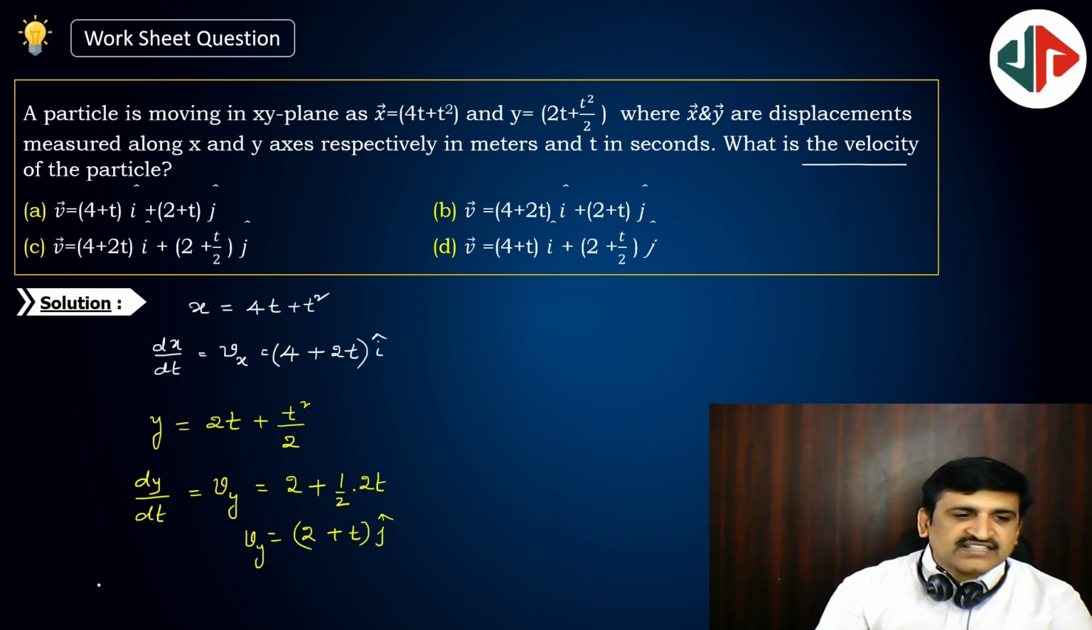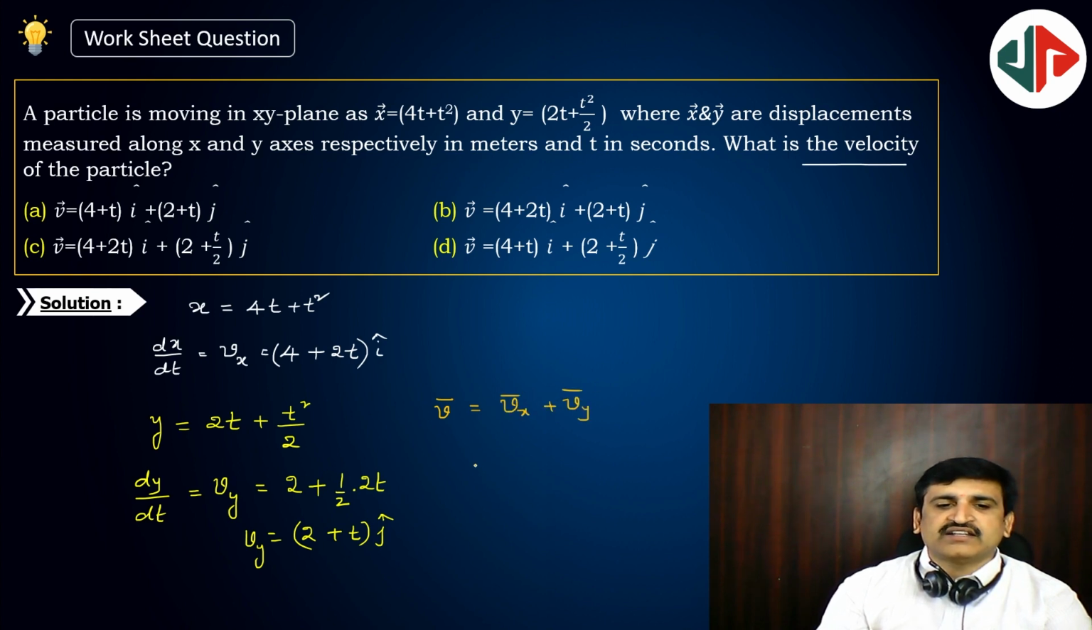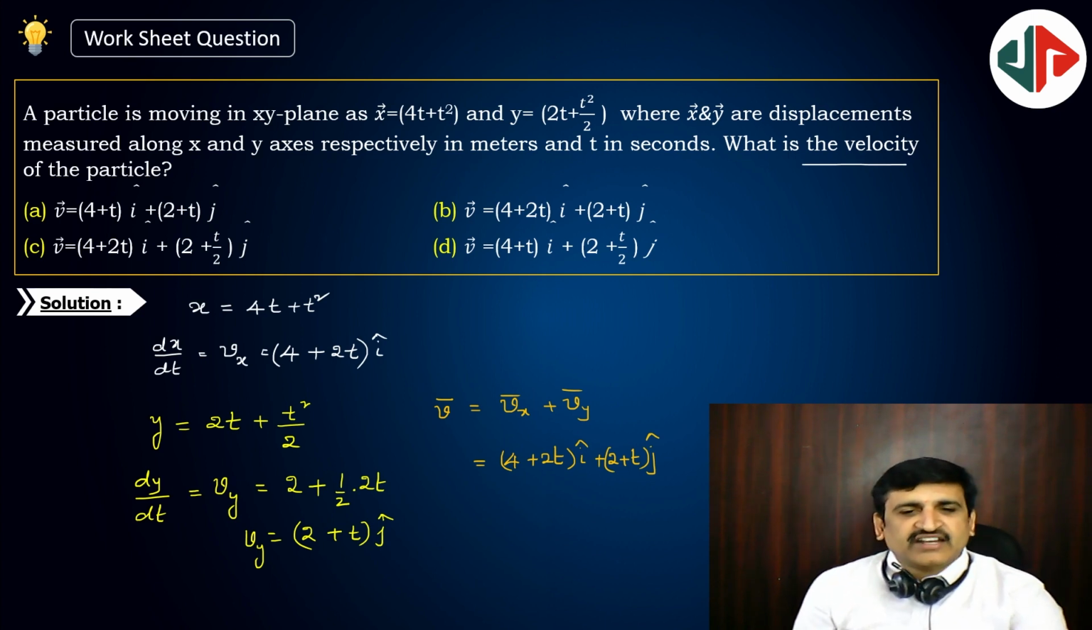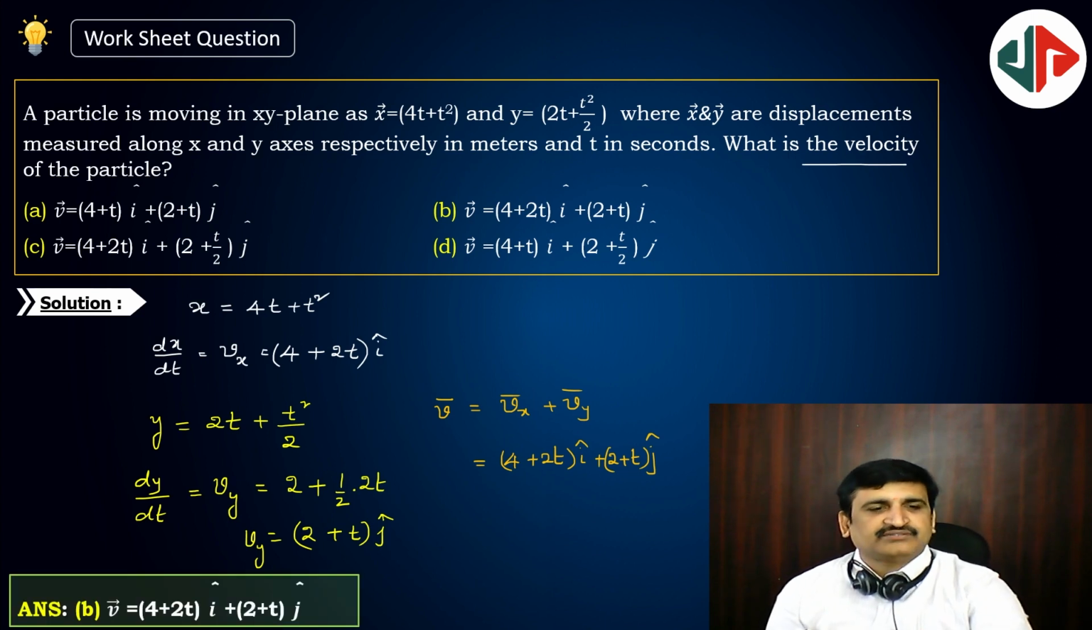Now what is the velocity vector? In the vector form, velocity vector is equal to Vx bar plus Vy bar. So that is equal to (4 plus 2t) i cap plus (2 plus t) j cap. So which option is close or equivalent to it? Yes, you are right. Option B is equal and close. Let's go to another question.